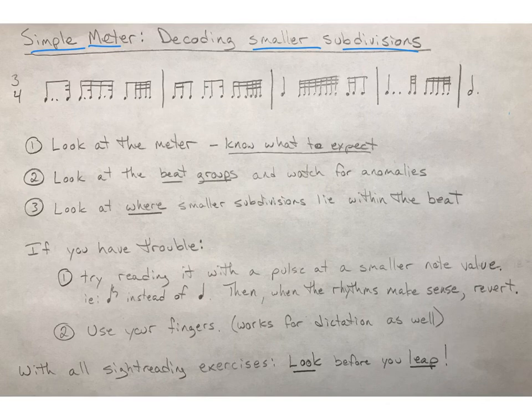So I think that's it for decoding smaller subdivisions. Go ahead and let me know if you have questions or problems, or God forbid if I did something wrong.